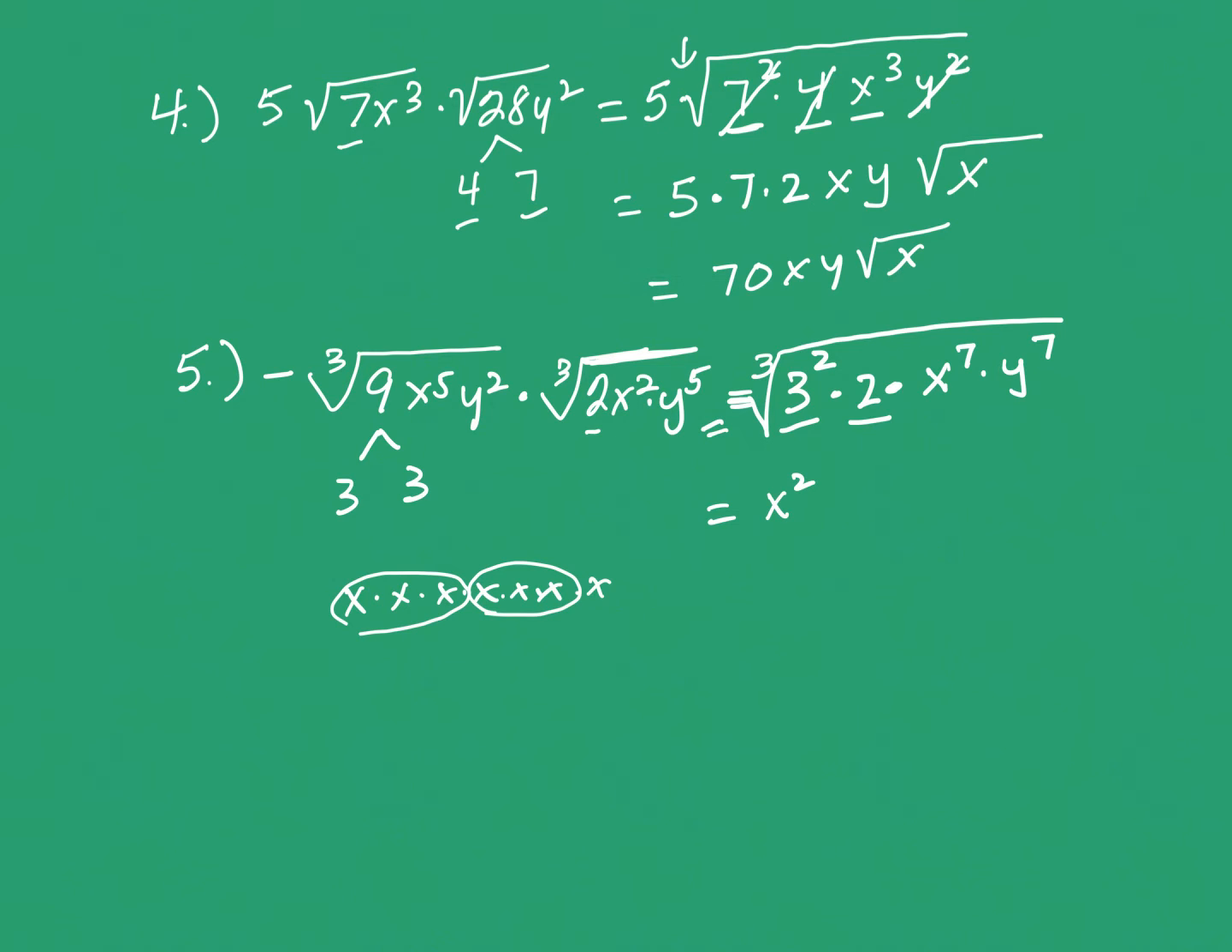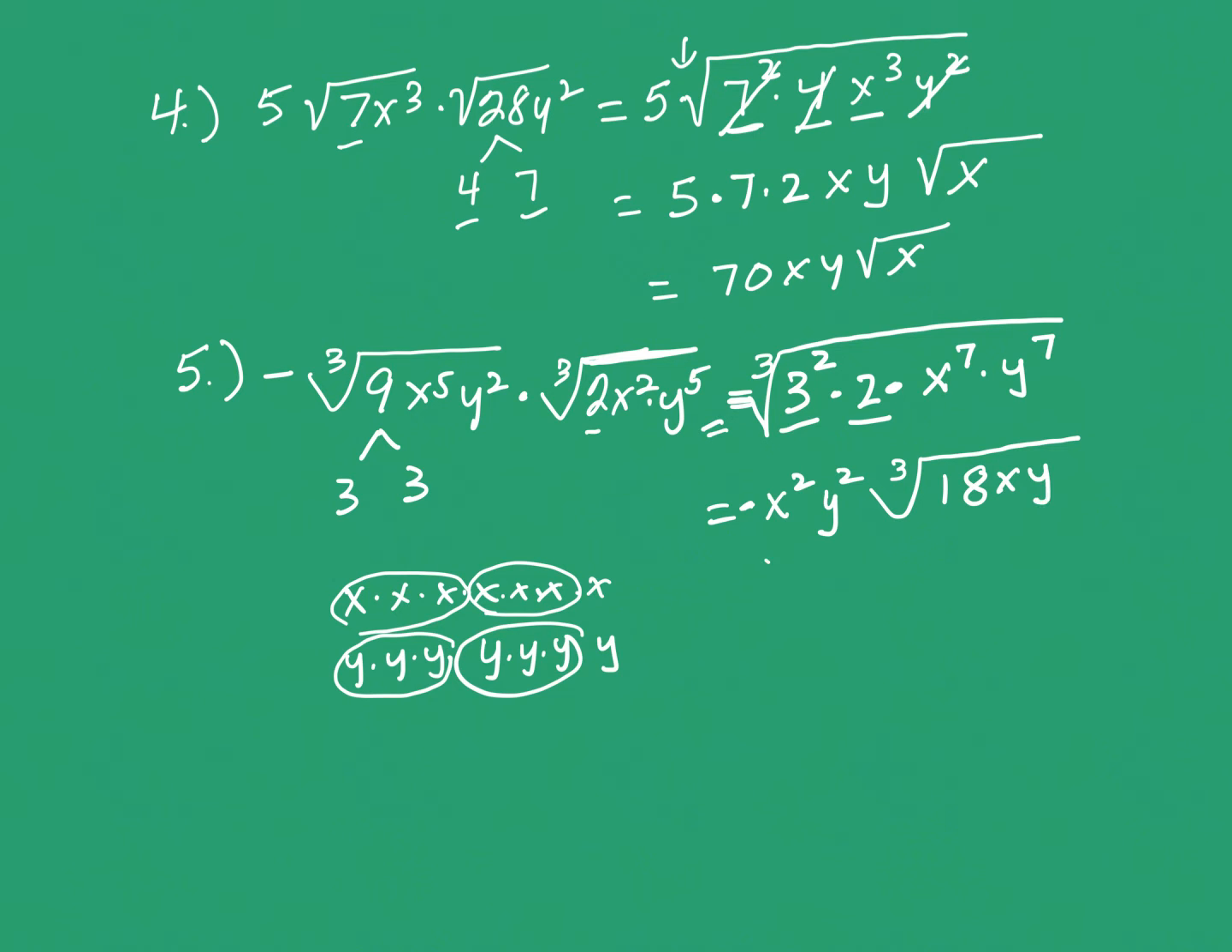Just like y to the 7th, we have y times y times y. That's a group of three. So the cube root of y to the third is y. And there's two groups. So it's y squared, but we have a y left over. So it's going to be cube root. It's going to be negative. 3 squared is 9 times 2 is 18. 18 times x times y.